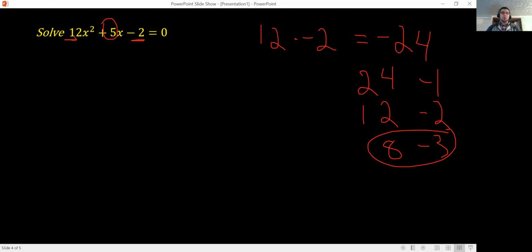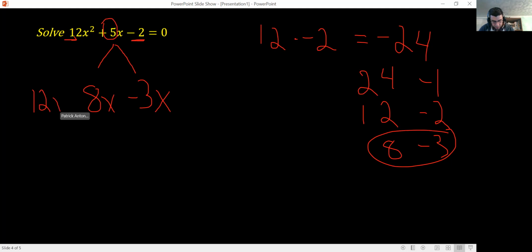So here's what you do. You don't set up your two binomials. What you do is you break that middle term of 5x using the 8 and the -3. In other words, you're going to rewrite it as 8x minus 3x. Notice that does simplify to 5x, but this is the first step. And then you bring down the other two terms, 12x squared plus 8x minus 3x minus 2. And then what we're going to do is factor this by grouping. We've done a video on that previously.